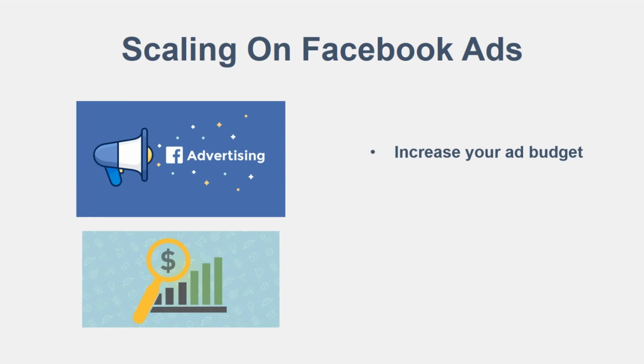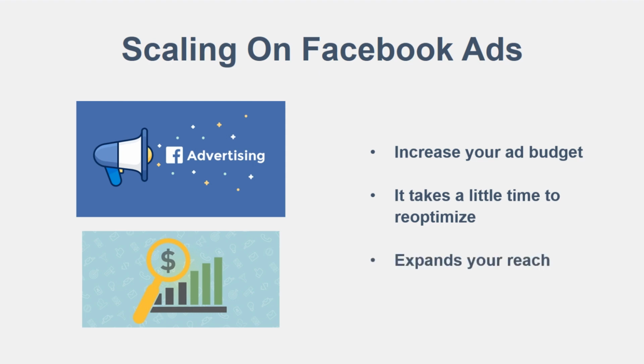At the same time, it takes a little bit of time to re-optimize when you do increase your ad budget. So don't expect it to happen instantaneously, but maybe wait 24 hours. It should re-optimize and start working really well. This basically expands your reach and increases the amount of people that you're getting your ad in front of. So that's pretty much the strategy that you're going to want to use for how to scale your Facebook ads.